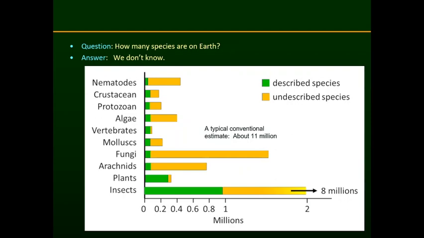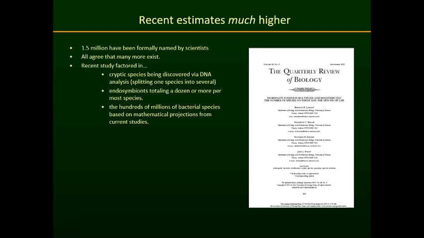But we just don't know for sure. That's the kind of conventional estimates. Just recently, a new study came out. This was in 2017, and it was published by a team of biologists that did some modeling looking at rates of discovery of new species, and they found some pretty staggering trends.